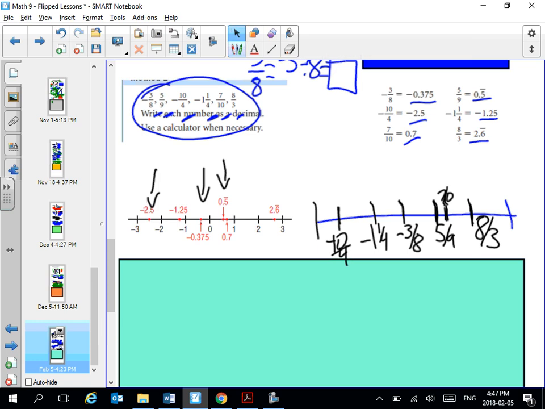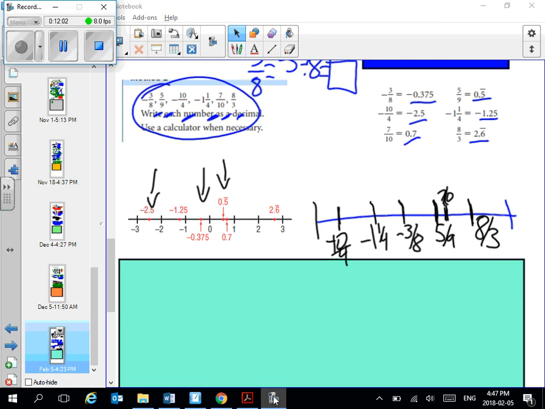Okay, so that's our basic introduction to rational numbers and how we punch things into number lines. So we're going to practice that in math class tomorrow. I will see you in class.